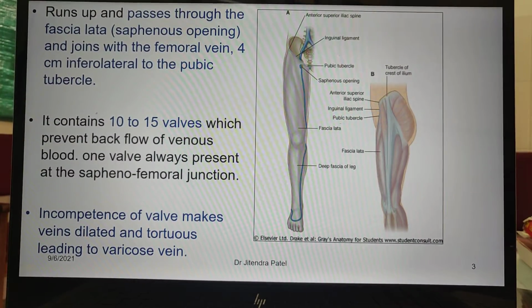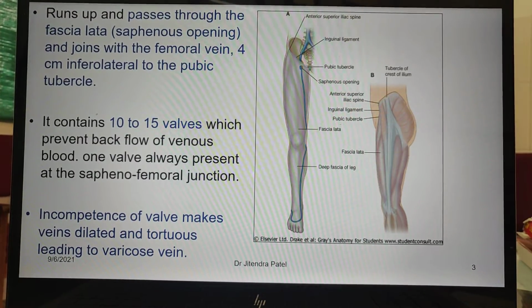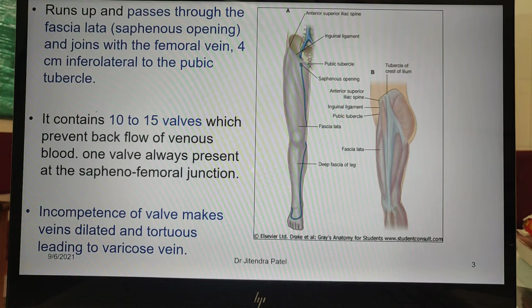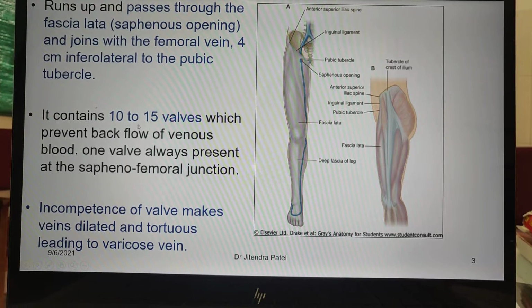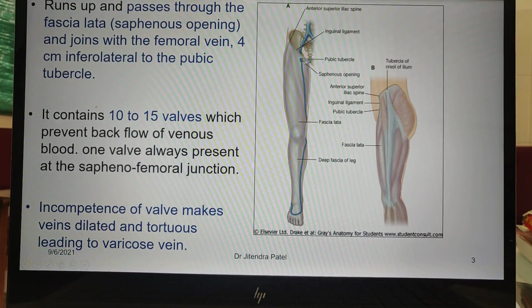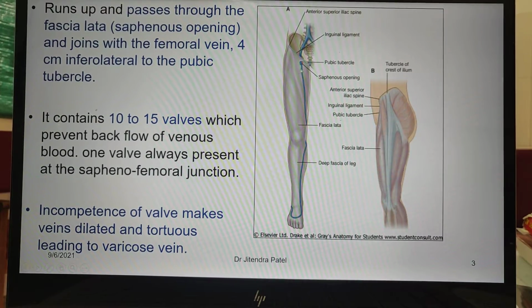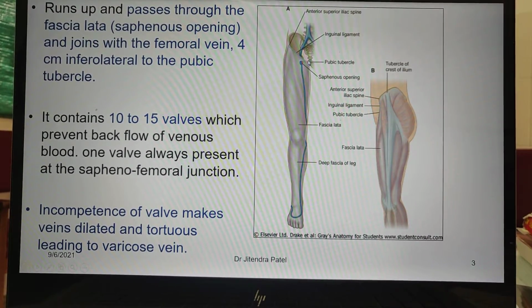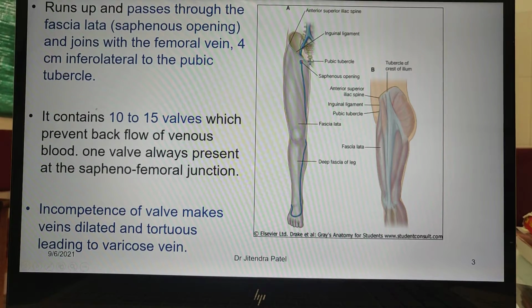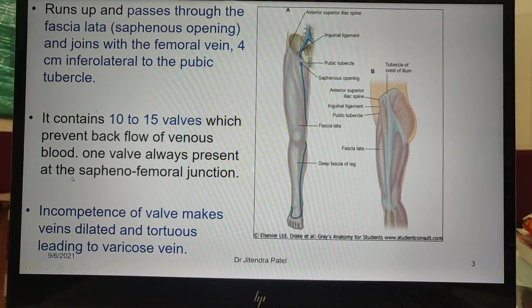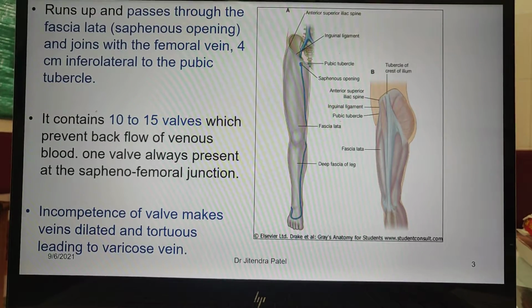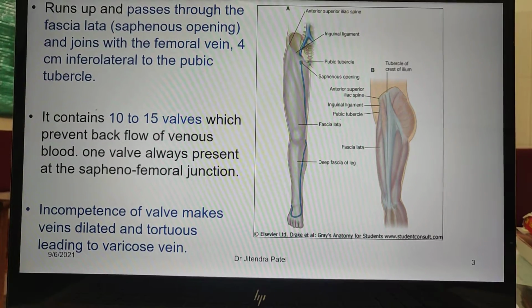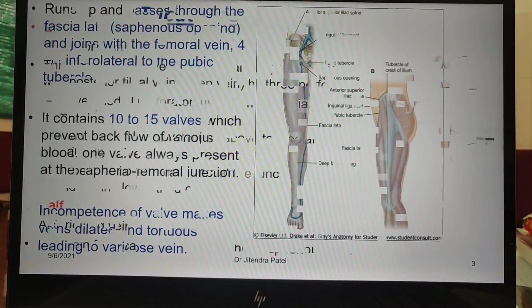It runs up and passes through the fascia lata, or deep fascia of the thigh, through the saphenous opening, and joins the femoral vein 4 centimeters inferolateral to the pubic tubercle. The saphenous opening is the gap in the fascia lata, situated 3 to 4 centimeters inferolateral to the pubic tubercle. It contains 10 to 15 valves which prevent backflow of venous blood. One valve is always present at the saphenofemoral junction. Incompetency of the valves makes the vein dilated and tortuous, leading to varicose vein.